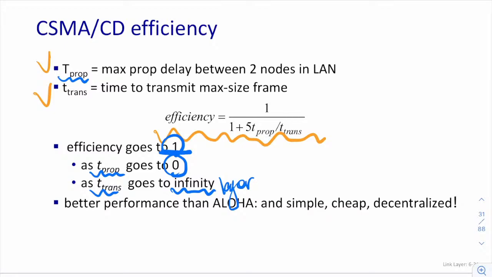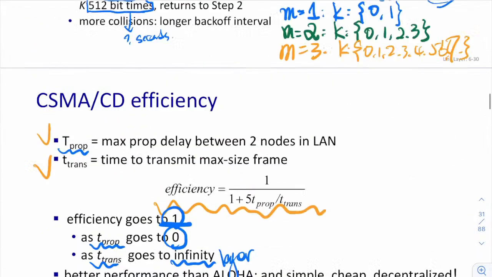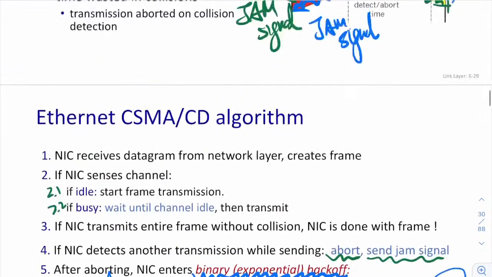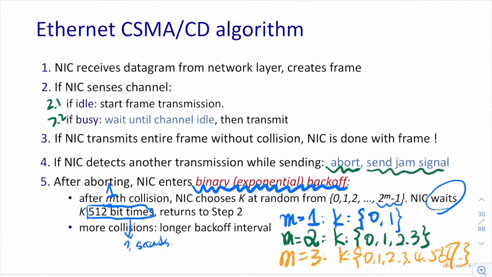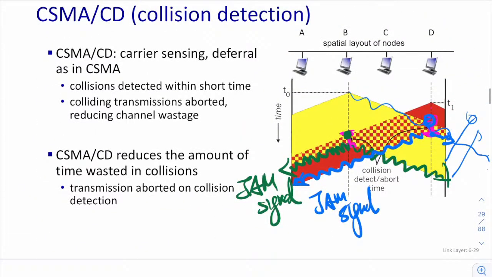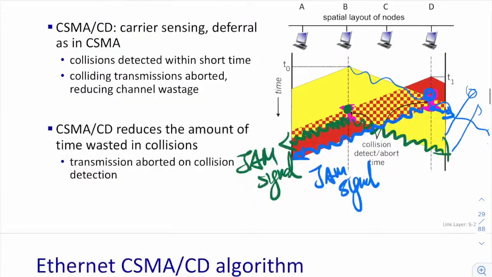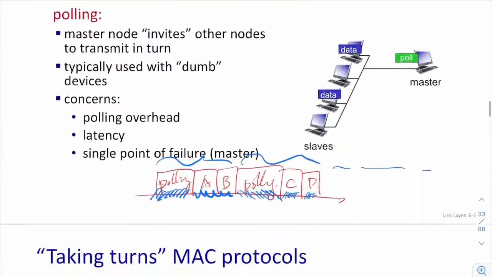So you have to make sure you understand why propagation delay and transmission delay are related to the efficiency of CSMA/CD. That is CSMA/CD. Make sure you understand how random backoff, how binary backoff is used. And make sure you know why collision still happens when you use the carrier sense mechanism, because we have propagation delay.